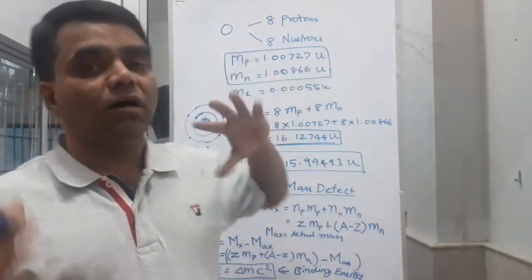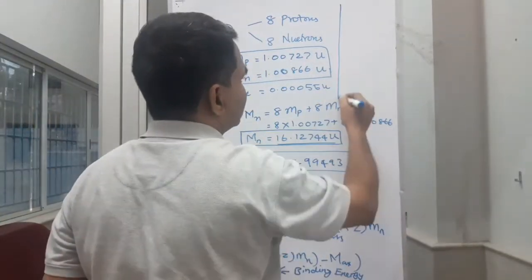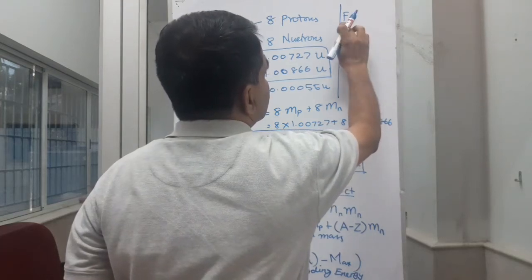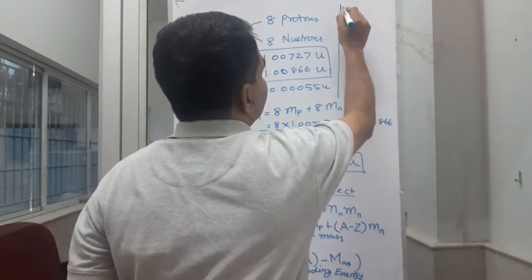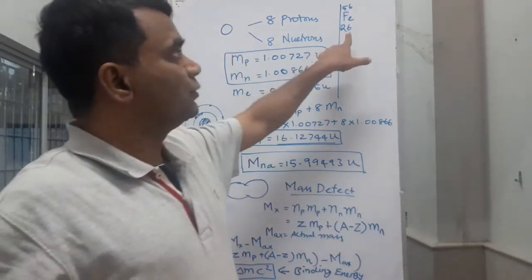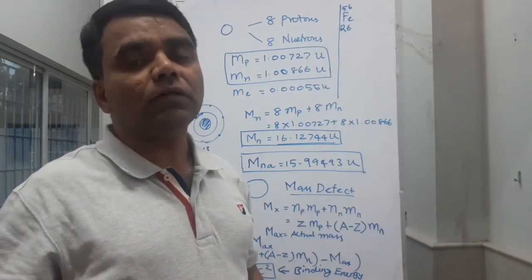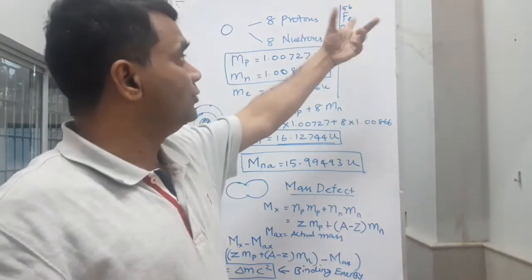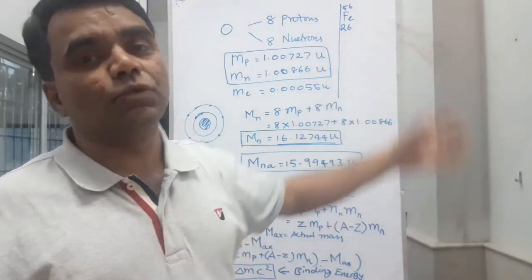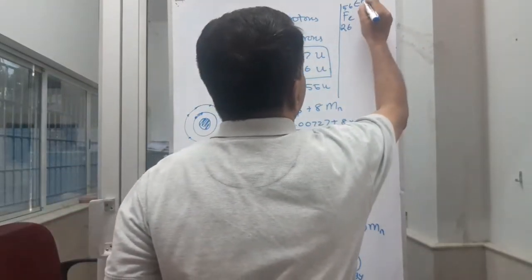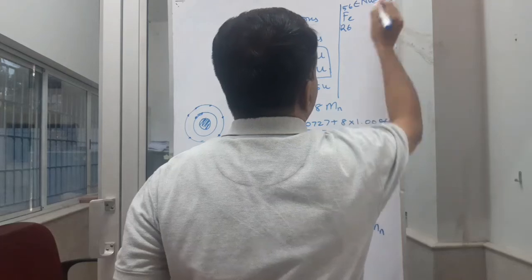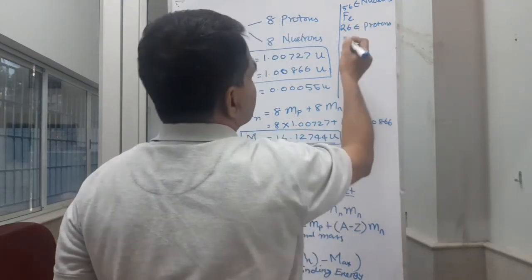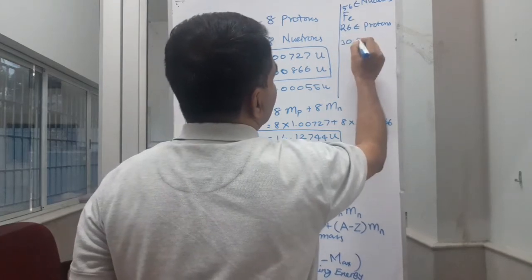For example, if you take iron, I'll do it here. Iron is 56, so you have 26, this is 56. So 26 protons and 56 nucleons, meaning 30 neutrons and 26 protons. So 56 nucleons. This is protons. Which means 30 neutrons.